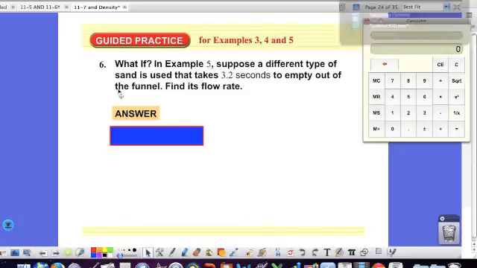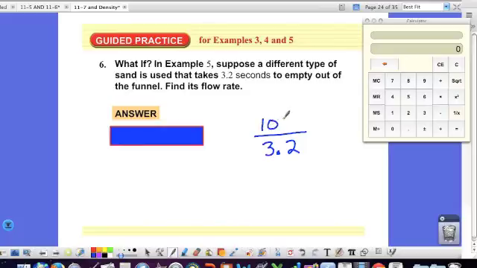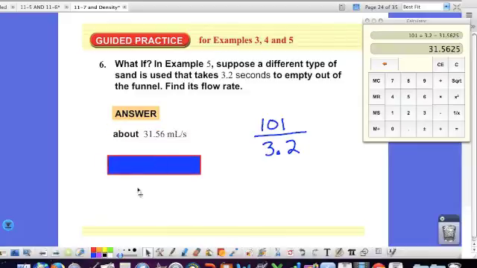What if in example 5, suppose a different type of sand is used and it takes 3.2 seconds, find its flow rate. Well, if you remember, you can go back and look. We had a volume of 100.48. Because of pi, they said the volume was 101. So I'm going to do 101 divided by 3.2, and this has a flow rate of about 31.56 milliliters per second.